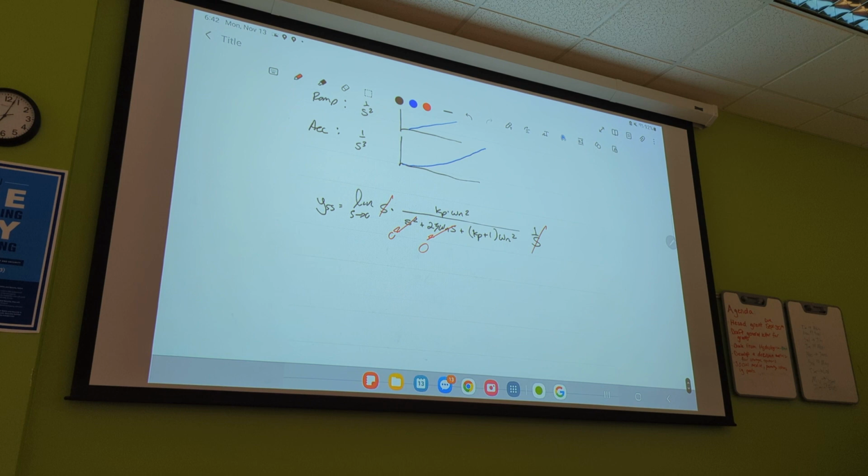This term will go to 0. So we're just left with what's left in black here. We'll have this. So y steady state is going to be Kp times omega n squared over Kp plus 1. Actually, omega n squareds will cancel, right? So Kp over 1 plus Kp. That's our steady state value, right?